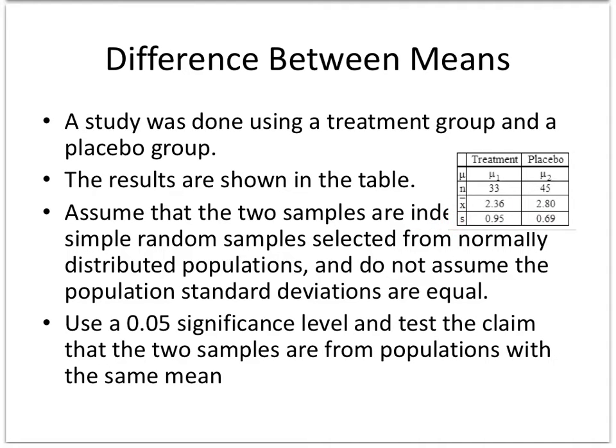Simple random samples selected from normally distributed populations, and do not assume the population standard deviations are equal. And also we do not know them, so that means a t-test, right? Hopefully you've got that down by now. We're going to use a 0.05 significance level to test that there is a difference between.